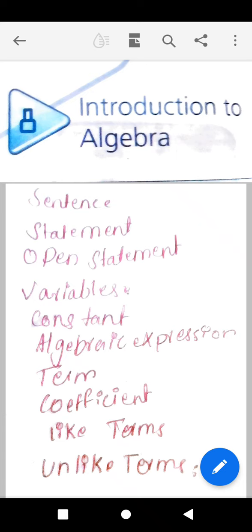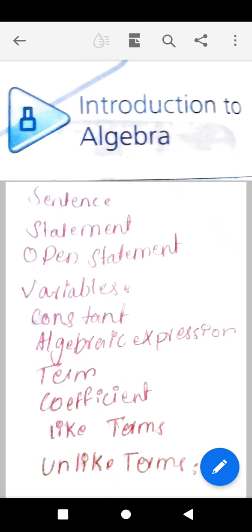The next one is coefficient. Coefficient means the symbol or number appearing before the variable used in an algebraic term is called its coefficient. Whenever we use a variable, a number appearing before the variable is called the coefficient of that variable.